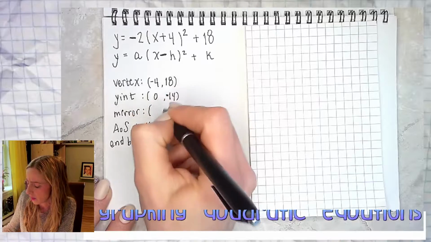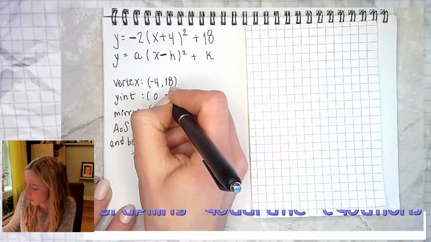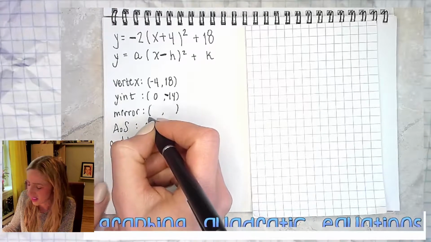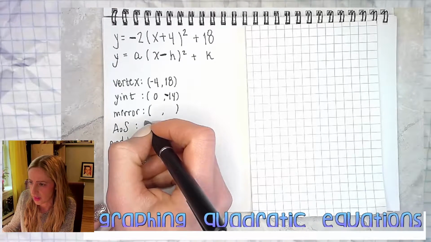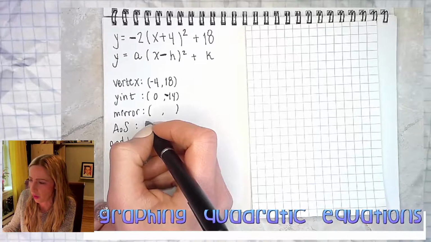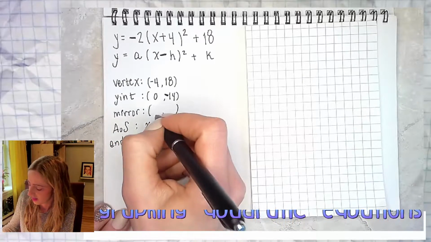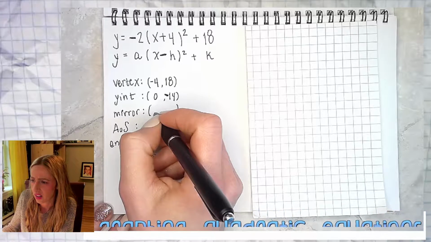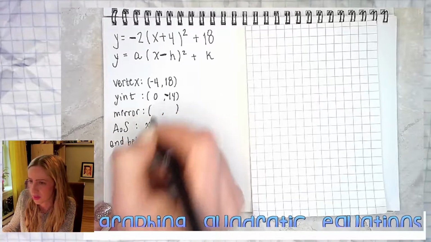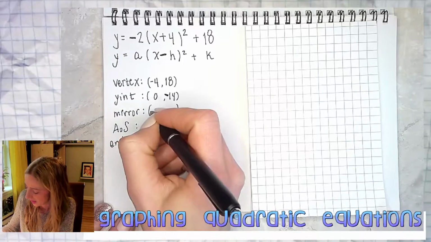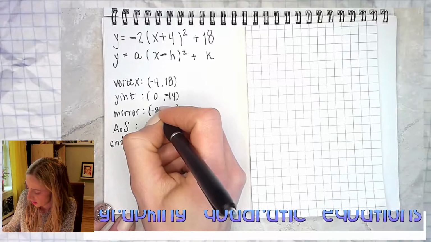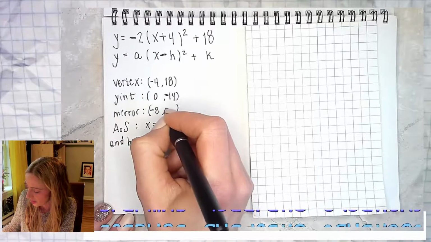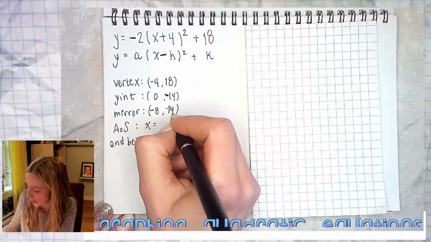Okay. Did I call on you last time for the mirror point, Ella? I was trying to call on you for something different this time. Maybe you're mirror point girl. I don't remember. -2, I think, right? Do this one. What would this mirror point be? (-8, -14). Good. -8, x is double the x of the vertex. And then -14, the y is the same as the y-intercept.